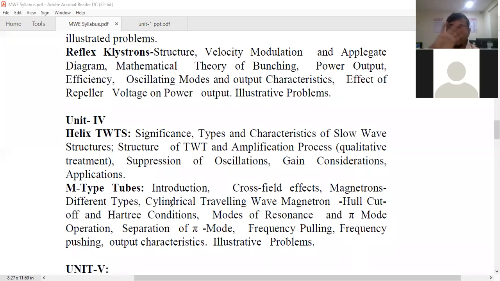So here there is a tube like this one, and there is a helical structure. The electron beam is sent through the tube, and there is also an RF signal sent to the helical structure. The interaction between the electron beam and the RF signal on the helix happens throughout the tube. So there we can get more gain. Compared to the reflex and two cavity klystron, in the helical structure of the TWT we are going to get more gain. That is the advantage.